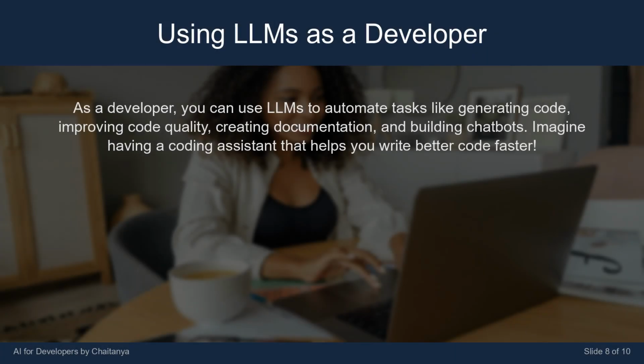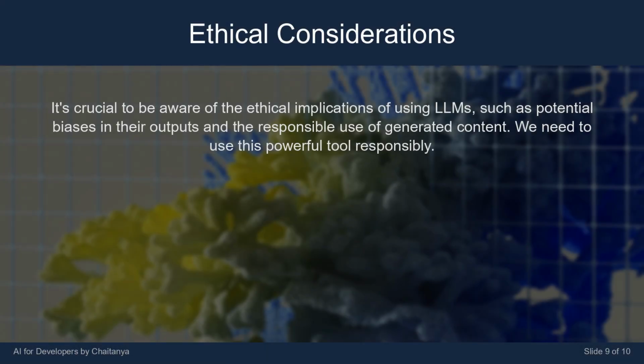As a developer, you can use LLMs to automate tasks like generating code, improving code quality, creating documentation, and building chatbots. Imagine having a coding assistant that helps you write better code faster. It's crucial to be aware of the ethical implications of using LLMs, such as potential biases in their outputs and the responsible use of generated content. We need to use this powerful tool responsibly.